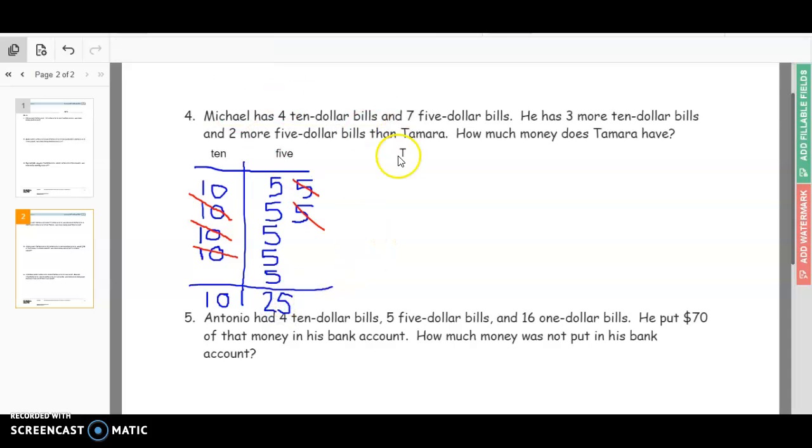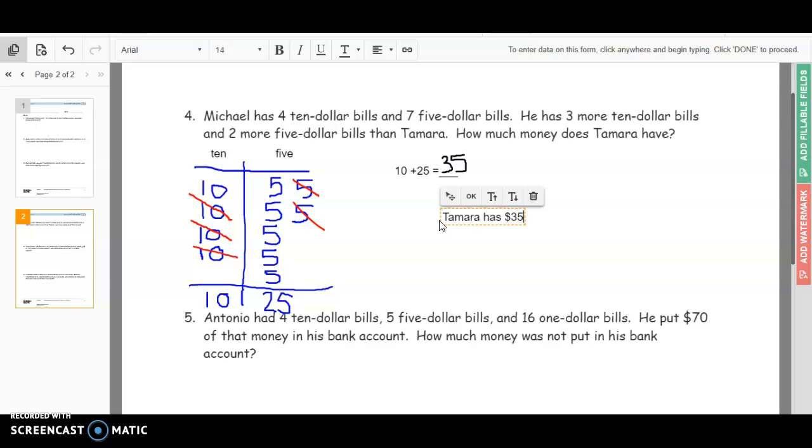Now I'm going to add them. So I have 10 plus 25 equals. And this one's super easy because we're just adding a 10. So I know that 10 plus 25 equals 35. But remember, we're not done yet. We need to write our answer statement. We know that Tamara has, and don't forget to write your $, $35.